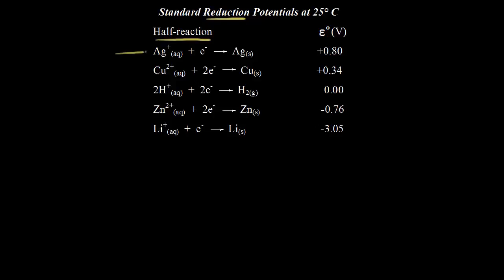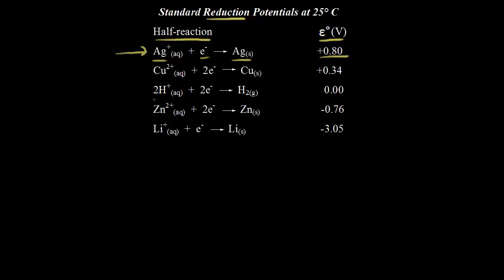So if we look at our first half reaction, we have silver ion gaining an electron to form solid silver. That's a reduction half reaction. And the standard reduction potential turns out to be positive 0.80 volts.